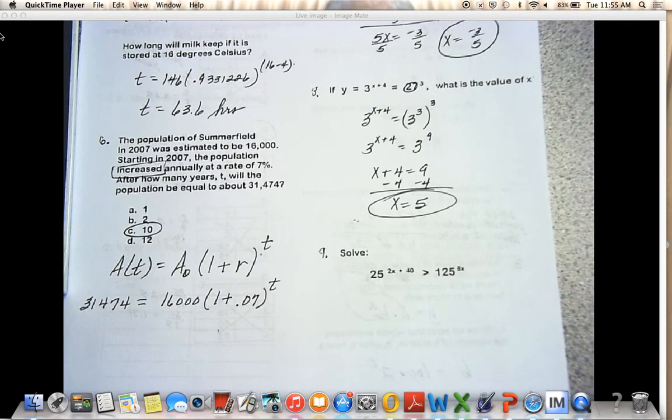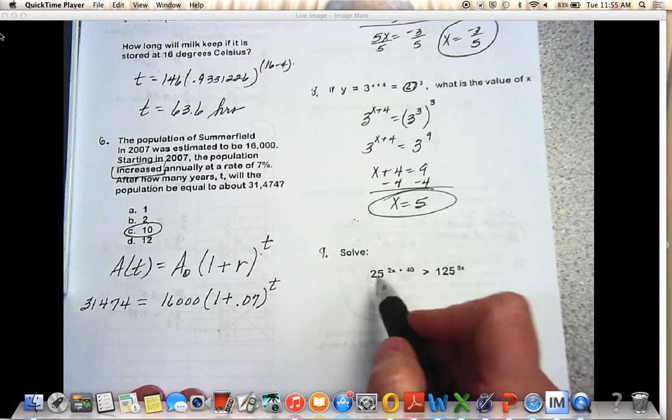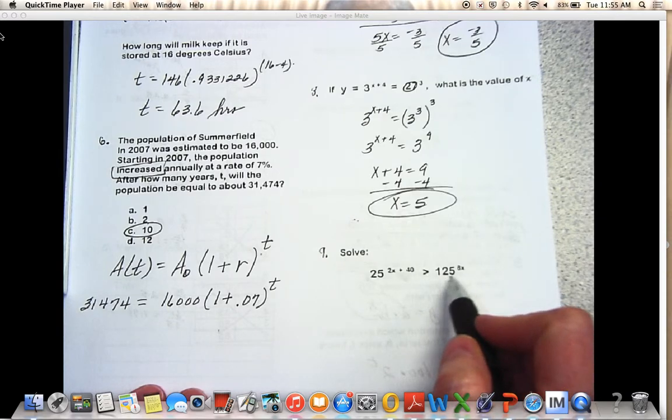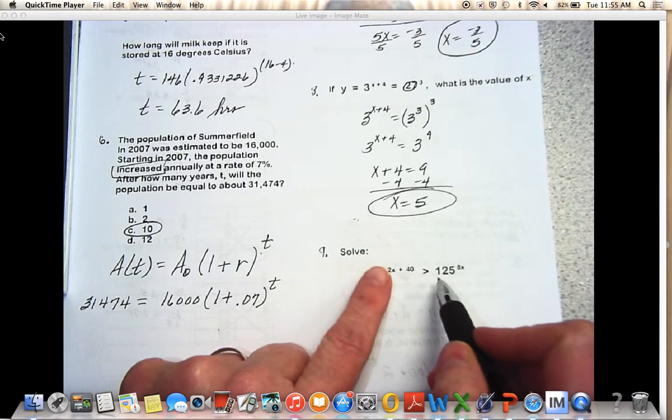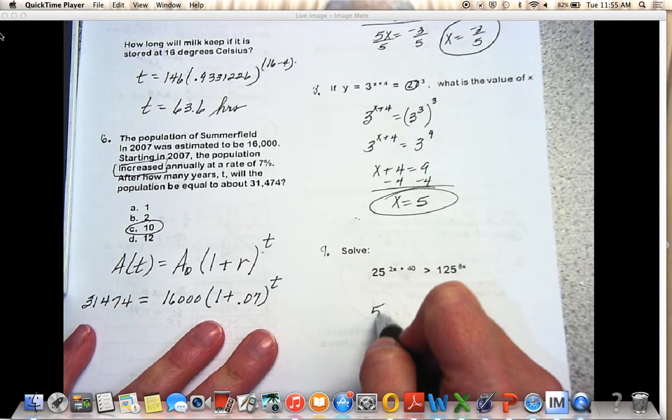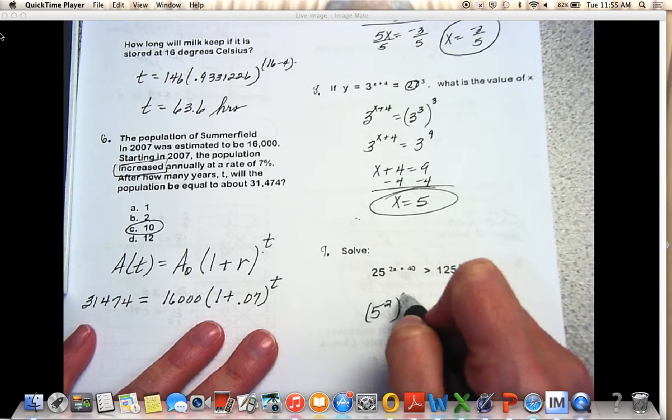The process is the same for number 9. You just keep the inequality symbol, all right? So 25 raised to the 2x plus 40 greater than 125 raised to the 8x. What base do y'all think we should use for these? 5. All right. So 25 I'm going to change to 5 squared.